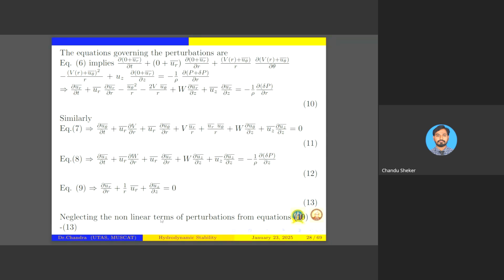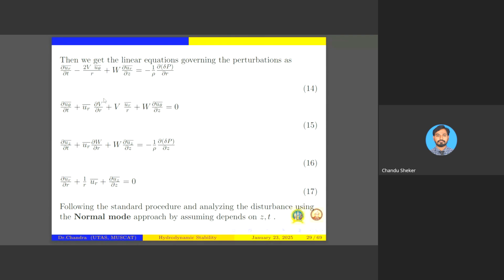So if you neglect all the nonlinear terms of the perturbations, we'll get the new equations like this. We get equations 14, 15, and 17, and these are the equations which we got from the Euler equation and the continuity equation after applying the linear stability theory.